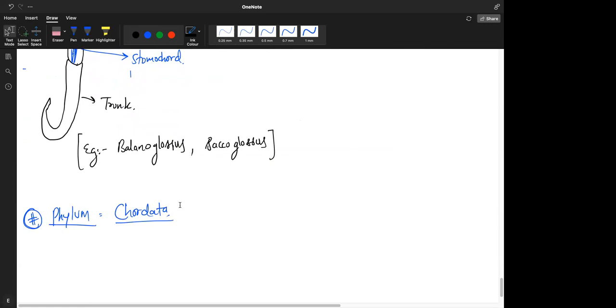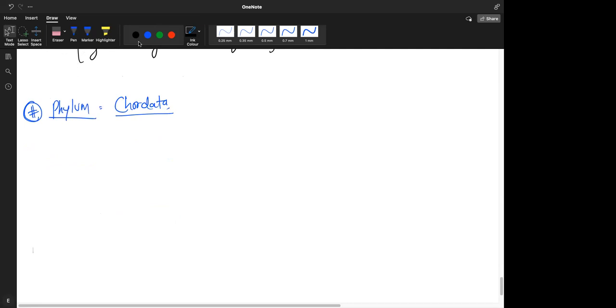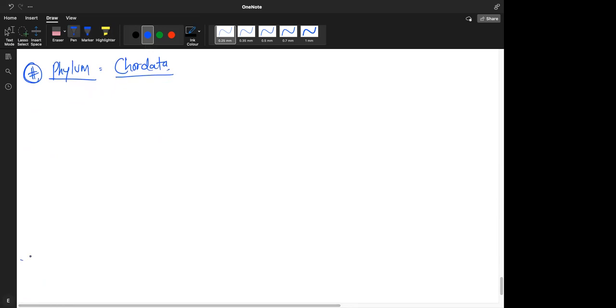Chordates are named on the basis of the presence of a notochord first. So that's why they are called chordates. But it's not just the notochord. The phylum Chordata has some characteristic features. Every organism in phylum Chordata must have four fundamental characteristic features. So write down: the phylum Chordata is fundamentally characterized by the following features.